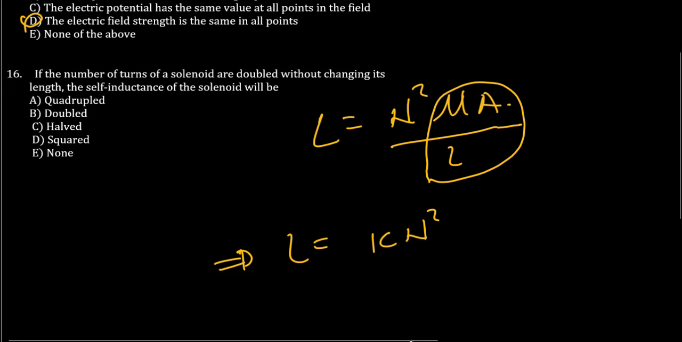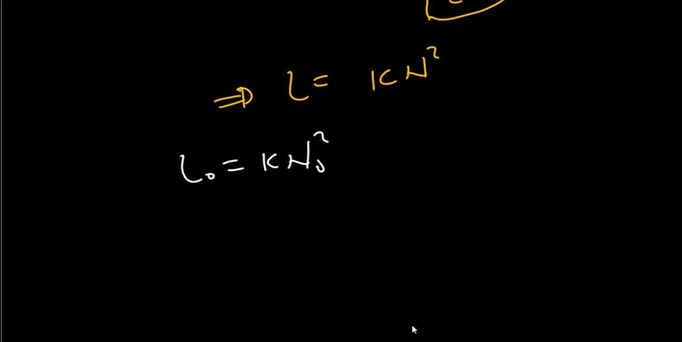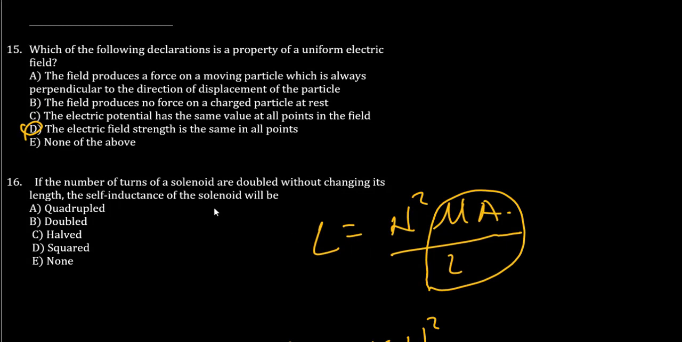So with that being L naught, we can now get the new value of L. If we say L naught is equal to K n naught squared, now when n is equal to 2n naught, the new inductance, capital L, will be equal to K into 2n naught, all of that squared, which is going to be 4K n naught squared. So we get that L will be equal to 4, but K n naught squared is L naught, so 4 L naught. So the correct option is it quadruples. So answer E.